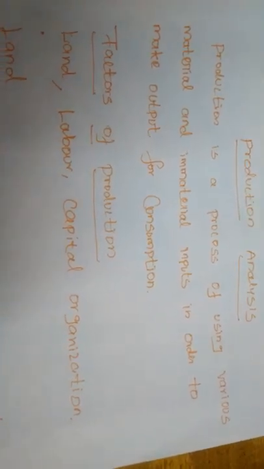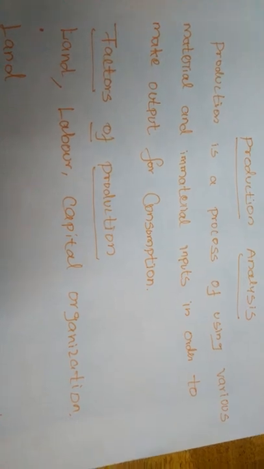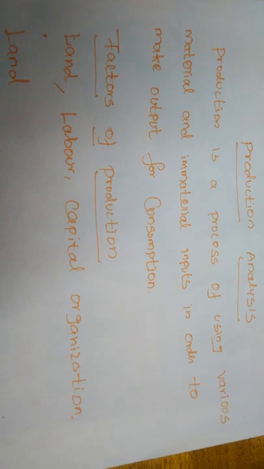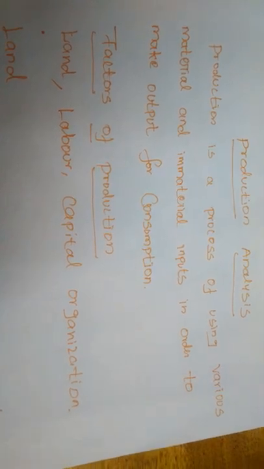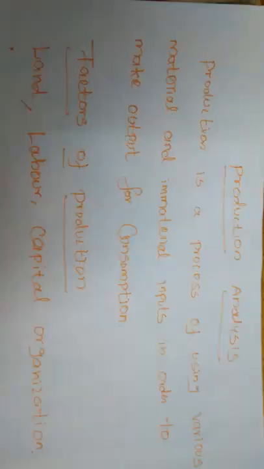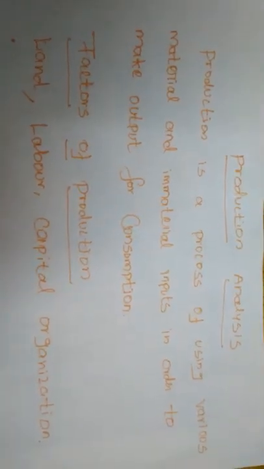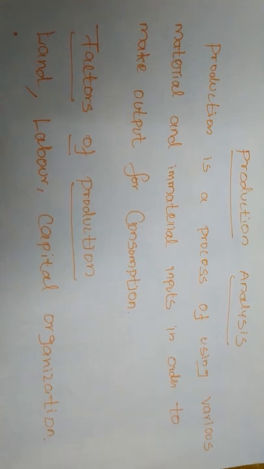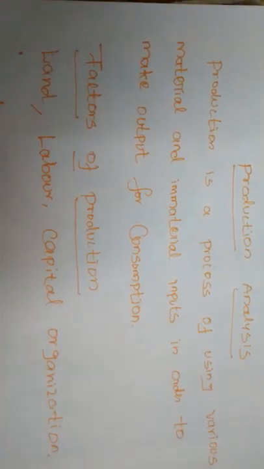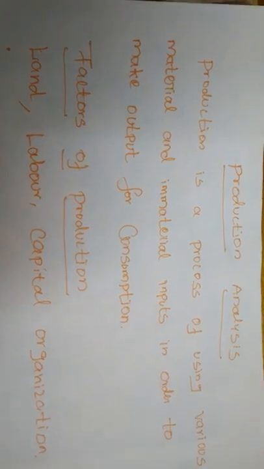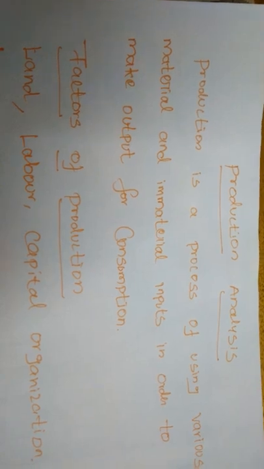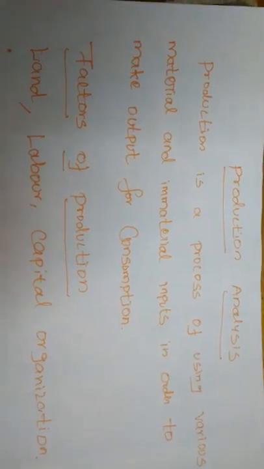But how can we produce? If you want to make a finished commodity, we have to use various materials like raw materials. If we use raw materials as inputs, only then can we bring out finished commodities. So production also creates the well-being of humans.